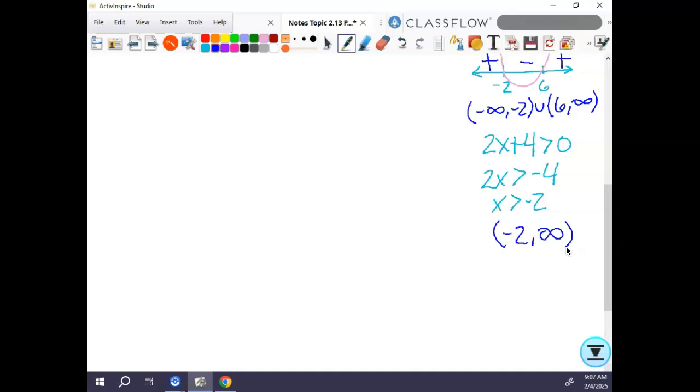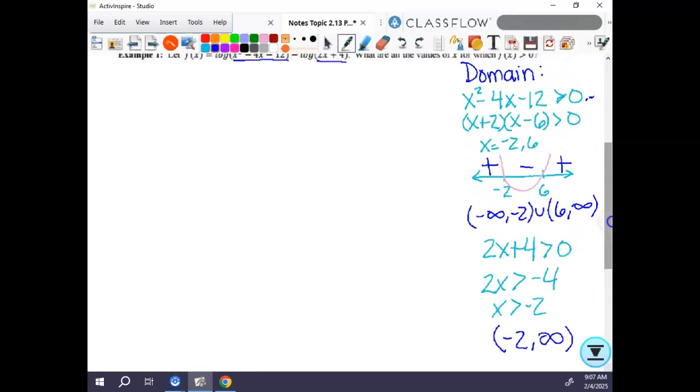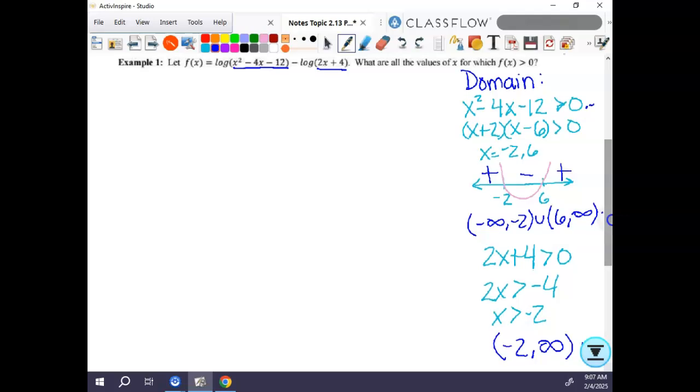All right, now I have two domain statements. I either use it all or I use part of it. It depends on which one wins. And I think for some of you, you might be able to reason through it with just the intervals. But especially the first time, I'm going to show you with a number line, because I think that helps.